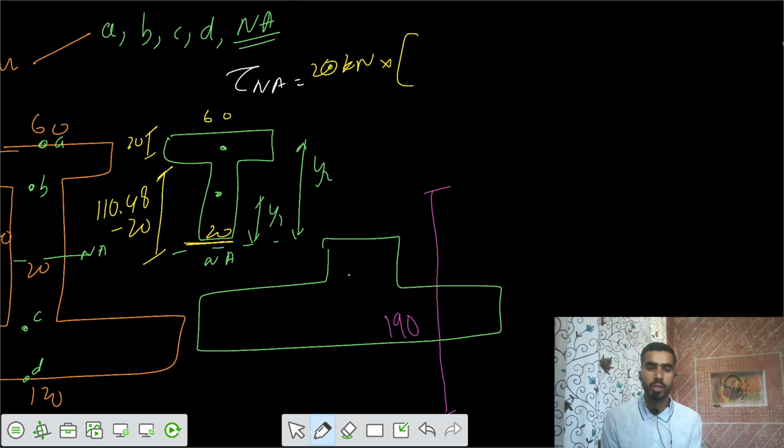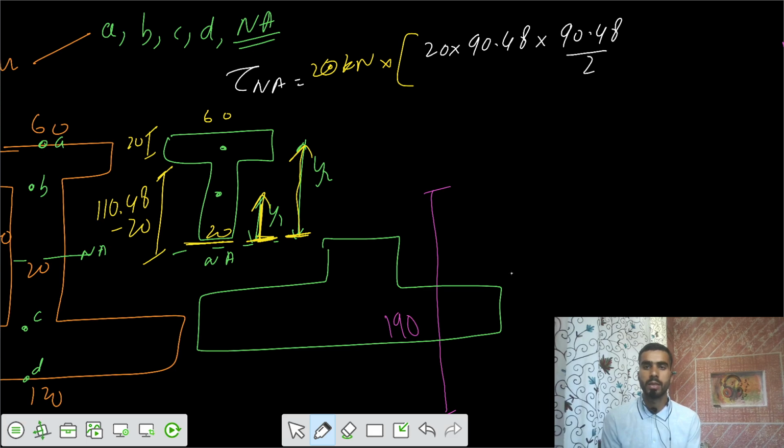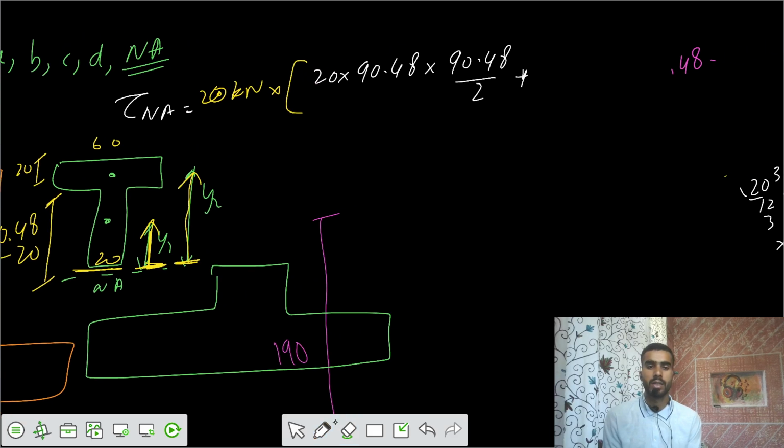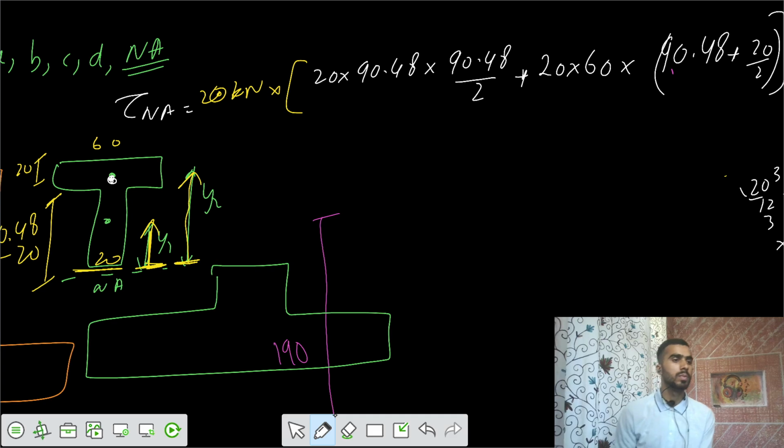But the value of y should be from the neutral axis now. You have to take the value from the neutral axis. So let's calculate those values. Your area 1 is 20 into 90.48, and that acts at 90.48 divided by 2, plus your second area is 20 into 60, and that's acting at 90.48 plus 20 by 2.